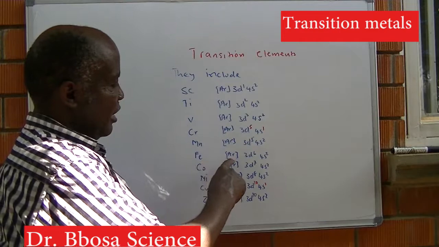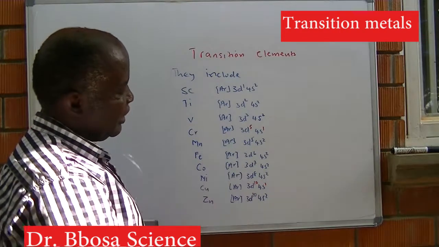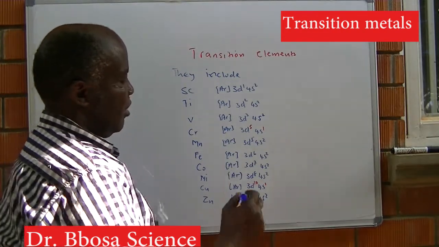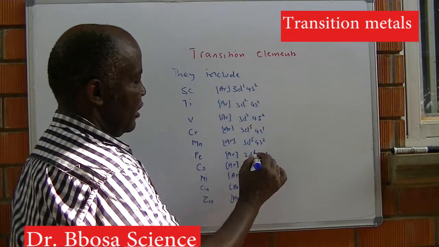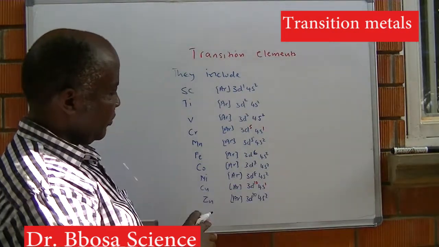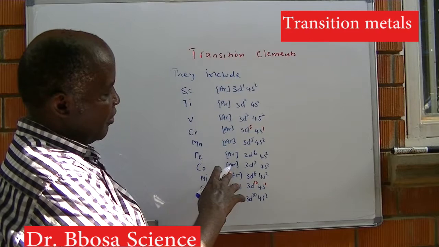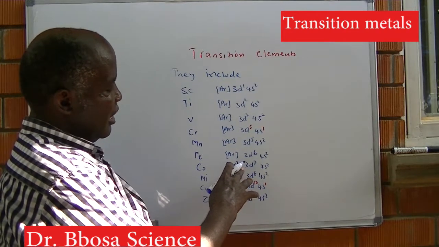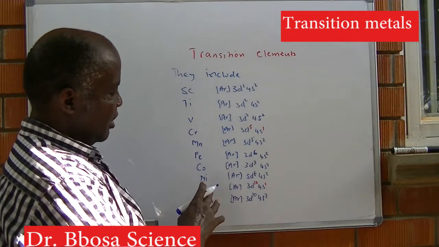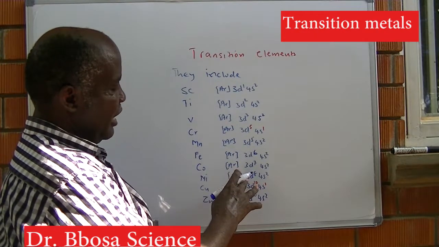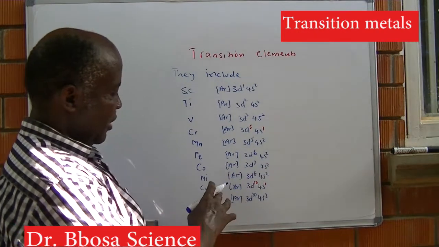Iron is argon filled d6 4s2. Cobalt filled d7 4s2. Nickel filled d8 4s2.